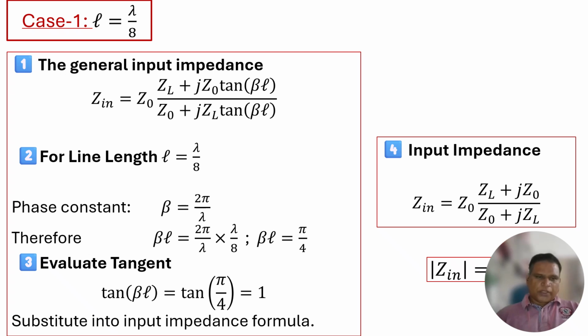Substituting this value into the input impedance formula, Zin is equal to Z0 into (ZL plus jZ0) divided by (Z0 plus jZL). Therefore, the magnitude of Zin is equal to Z0.